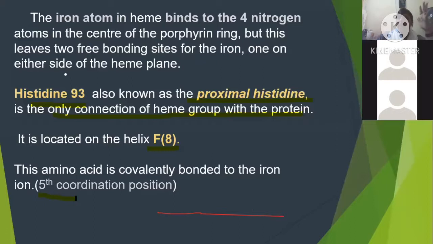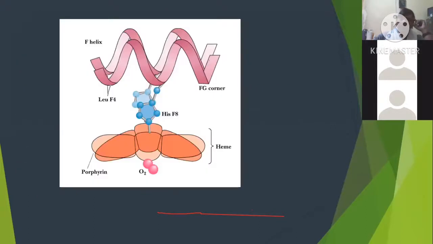I'll repeat again. 4 with the nitrogen atom of the pyrrole, that is with the porphyrin ring. Then the 5th is with the amino acid histidine, and the 6th is with the oxygen atom. That is how it fulfills its 6 coordination bonds. Fine. So here you can see the F helix wherein histidine F8. This is a helix with different amino acids. Okay, now here it is the histidine at the 8th position in the F helix, and this histidine is the one which binds to the heme.